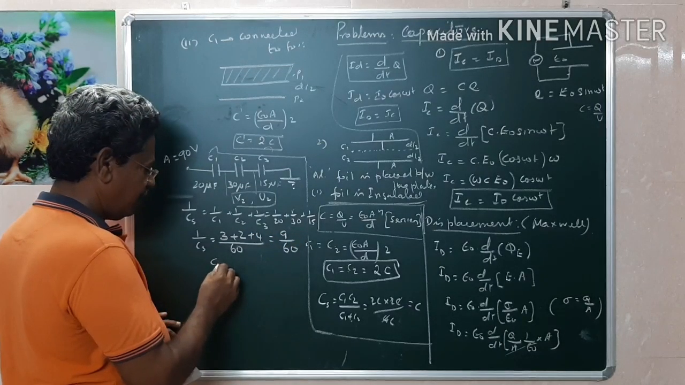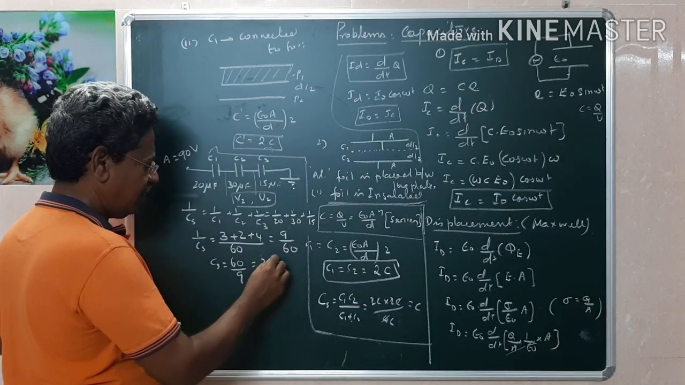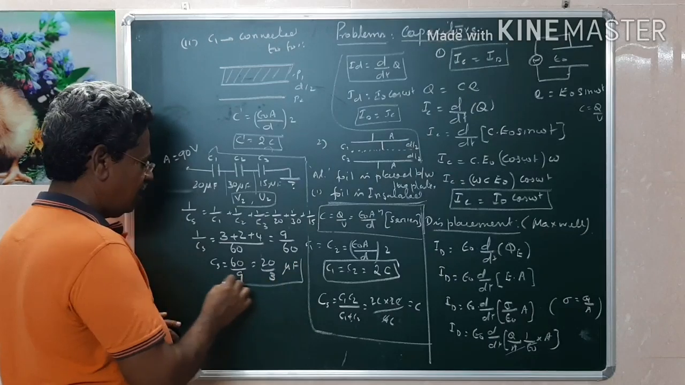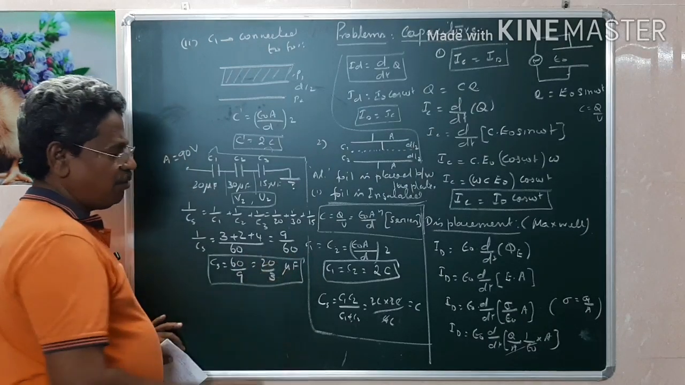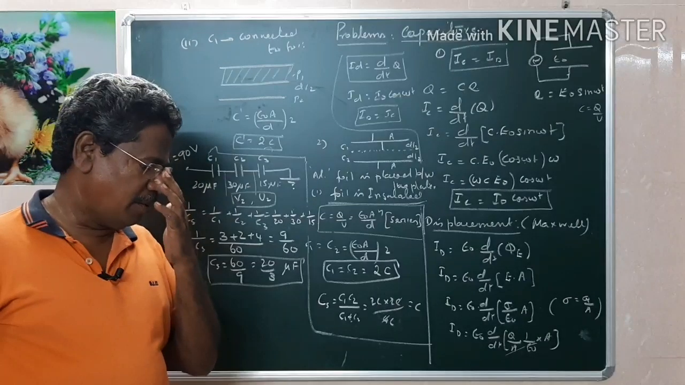And what is Cs? Inverse: 60 by 9. What is 60 by 9? That is 20 by 3. Therefore the total capacitance I find is 20 by 3 microfarad. First we have found the effective capacitance of all the 3 combined.